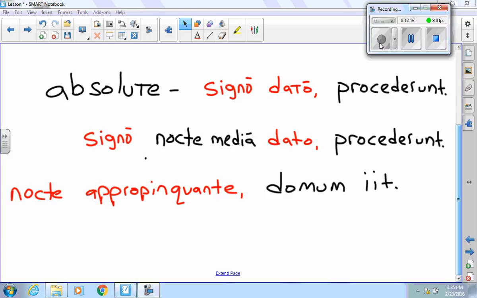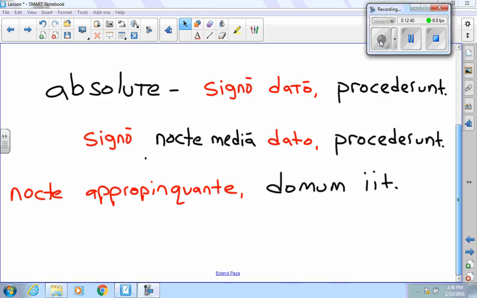Make sure that when you have the present active participle that you translate it as active. Night is going to be doing the action here. Night is approaching. As night was approaching, he went home. When night was approaching, he went home. Do not say, night having been approached. That's wrong. Don't make it passive. Make sure you translate it as active.